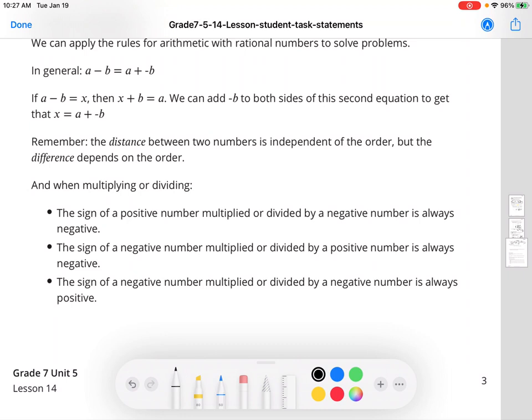When multiplying or dividing, a positive divided by a negative is negative. Negative divided by a positive is negative. And if you multiply or divide a negative by a negative, it's always positive. So if the signs are the same, your answer is going to be positive. If the signs are different, your answer will be negative. When you're working with more than just two numbers, if you have an odd number of negatives, your answer would be negative. If you have an even number of negatives, then your answer would be positive.